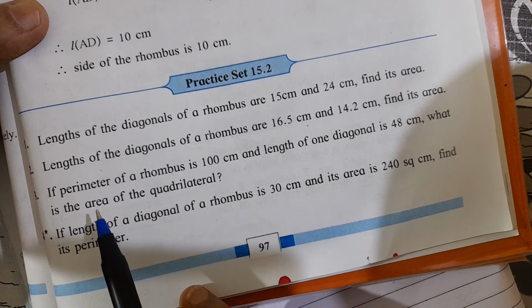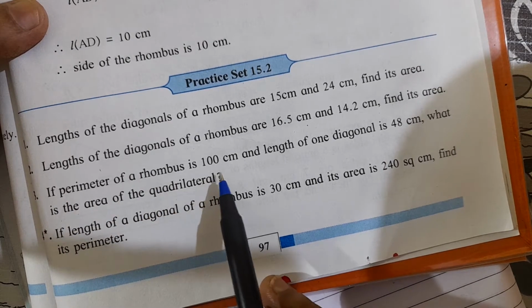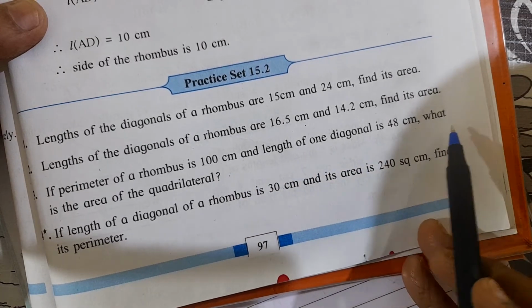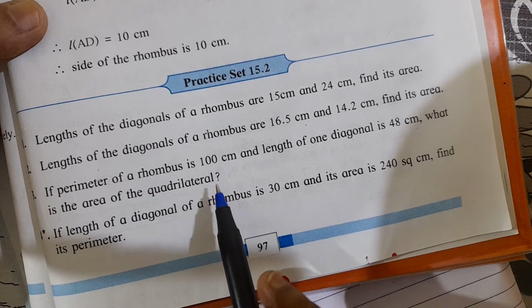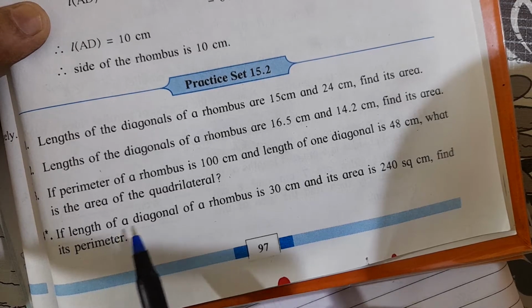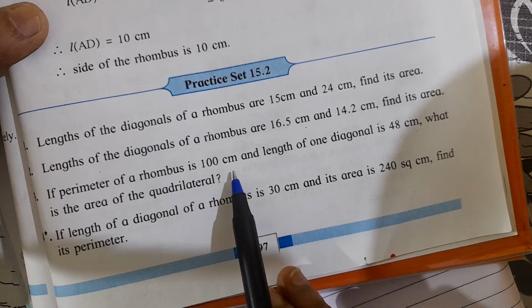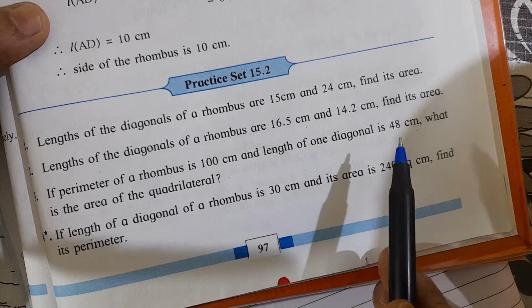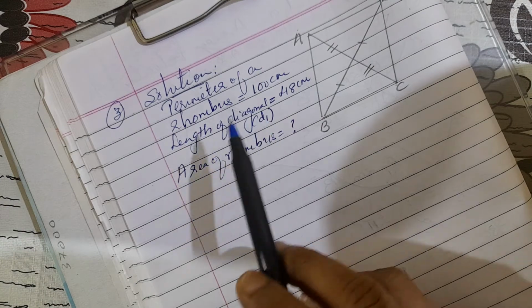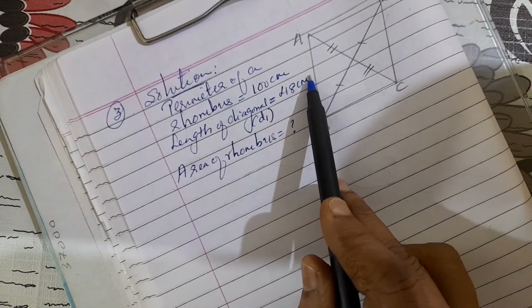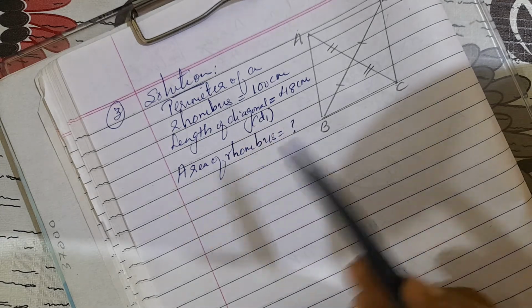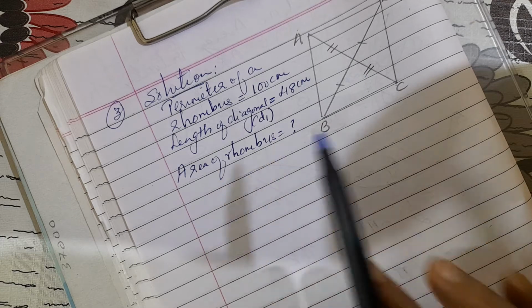Now let us see the third question, children. If the perimeter of a rhombus is 100 centimeter and the length of one diagonal is 48 centimeter, what is the area of the quadrilateral? That means we have to find the area of the rhombus. The perimeter of the rhombus is 100 centimeter and the length of one diagonal is 48 centimeter. This much information is given to us. Suppose the length of one diagonal, D1, is 48 centimeter. The area of the rhombus is the question.